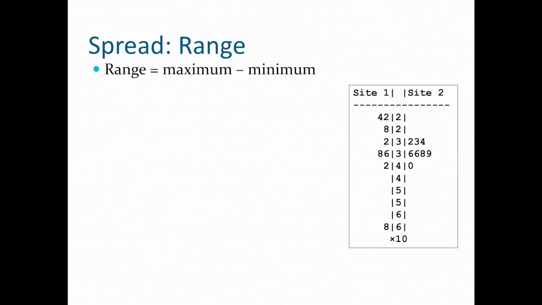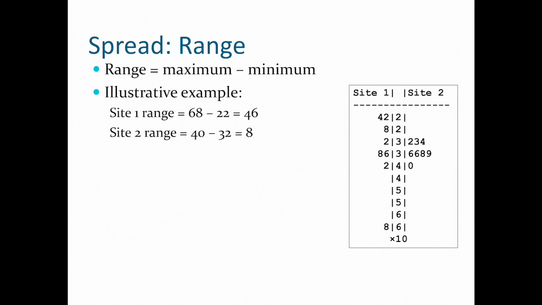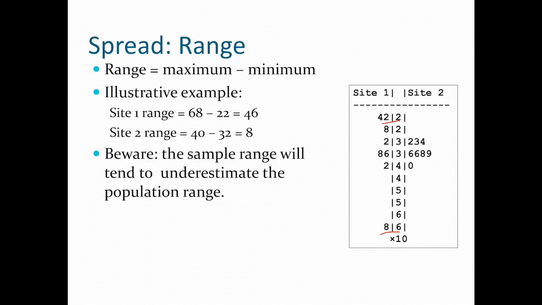So here we have site 1 and site 2 again. So our example of reporting range is site 1, we have from 68 all the way to 22, so 68 minus 22 is 48. Site 2's range is from 40 minus 32, which the range is 8 there.